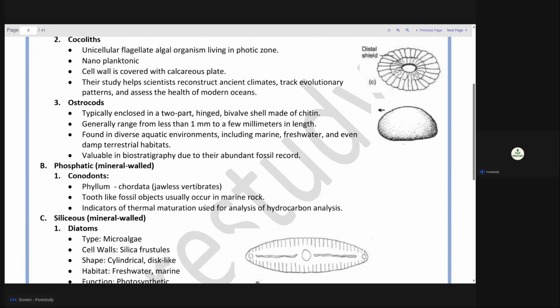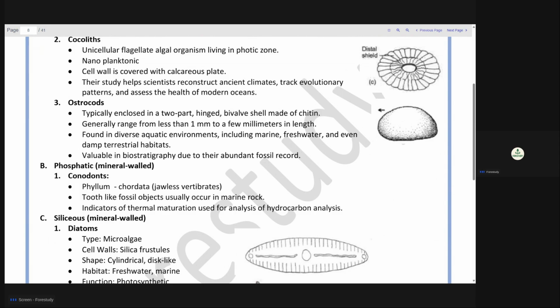Indicators of thermal maturation. So it helps us to identify thermal maturation, used for hydrocarbon analysis. Okay, thermal maturation means, for example, the source rock. There is an index called thermal maturity index, where we use conodonts, where we use pollen grains, to understand how much maturity has been gained by a certain source rock.